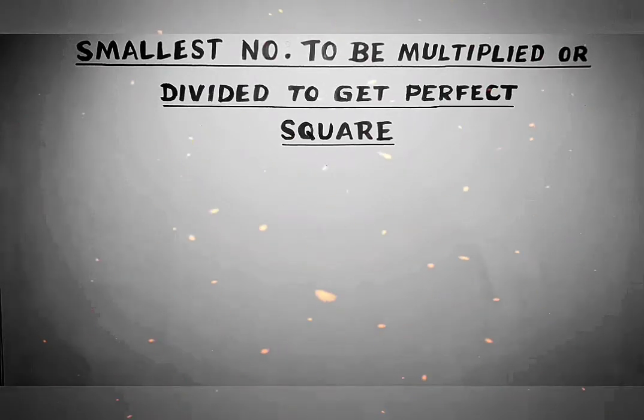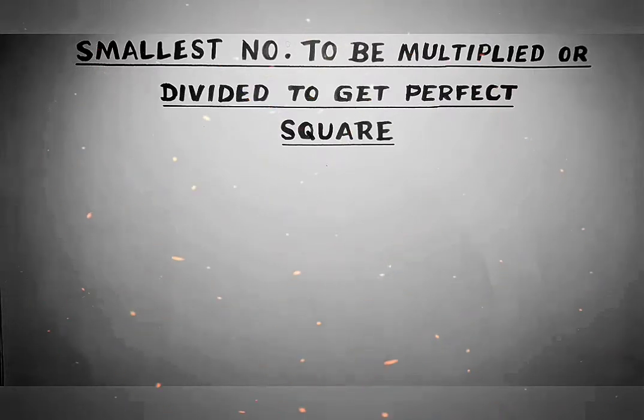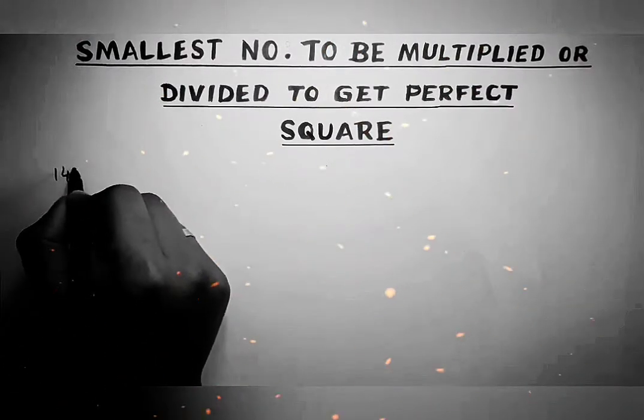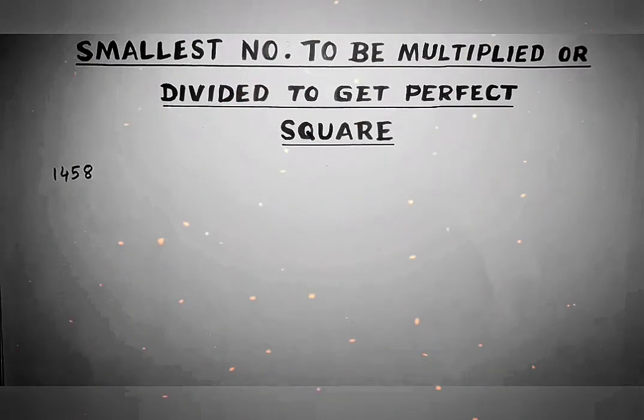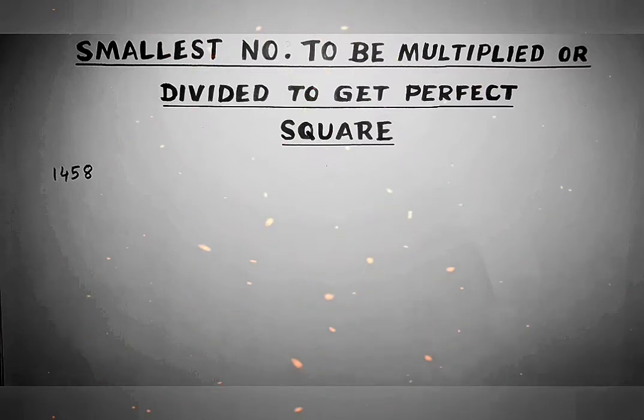In this video we are going to learn how to find the smallest number to be multiplied or divided to get a perfect square. Let us take one example for better understanding of this concept. Suppose we have 1458. It is not a perfect square number, and if the number is not a perfect square, then we cannot find the square root of it. So which is the smallest number to be multiplied or divided to make it perfect square? We will learn this.